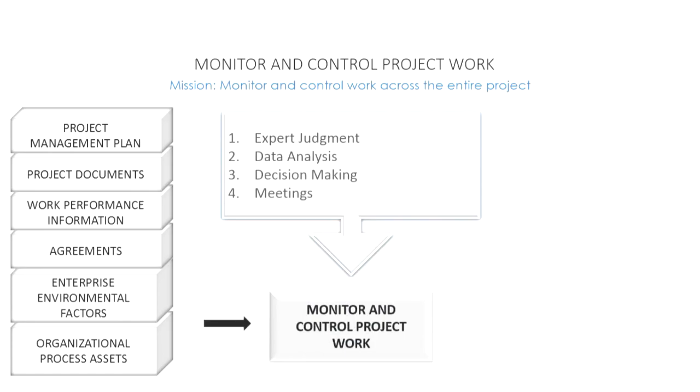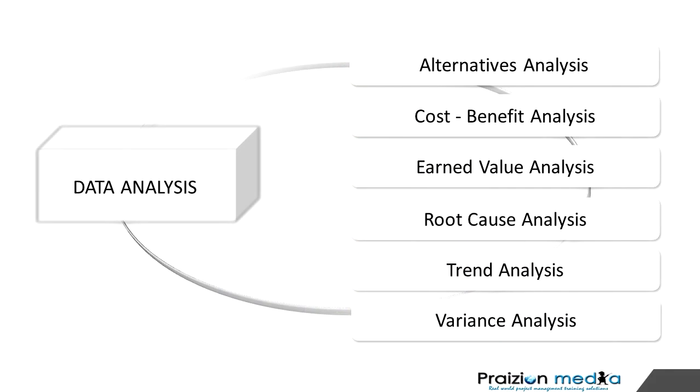Let's take a look at our tools and techniques. Expert judgment, a no-brainer. Expertise is used to keep the project on track, to monitor the project, to take a look at the data or the information that's available that shows how the project is performing. We also have data analysis. Now, when we talk about data analysis, we're talking about any form of analysis of data. So this is a huge catch-all, folks, and I'm just going to tell you a few of these types of analysis that fit into the data analysis bucket.